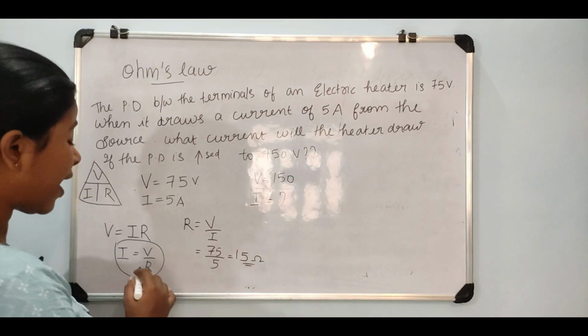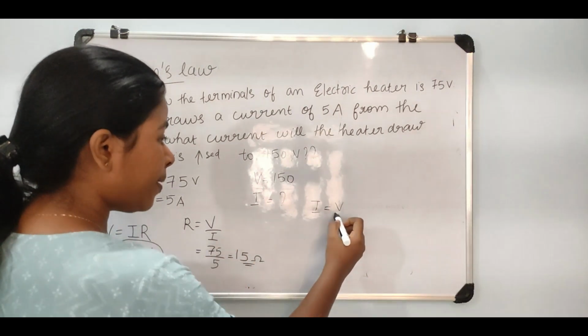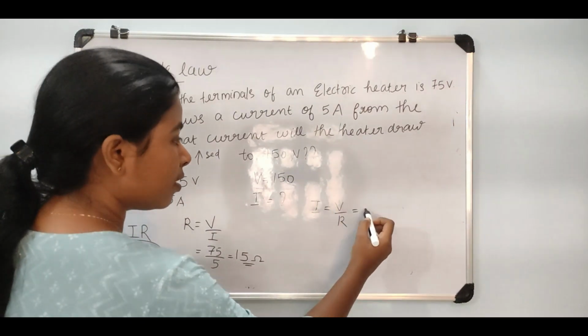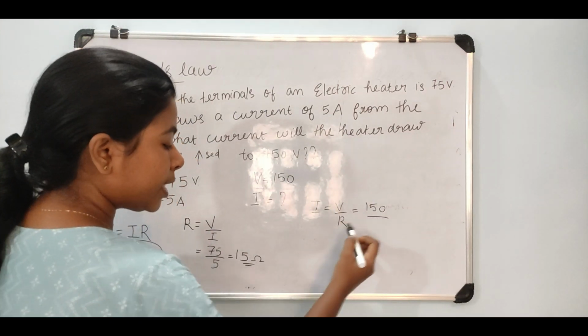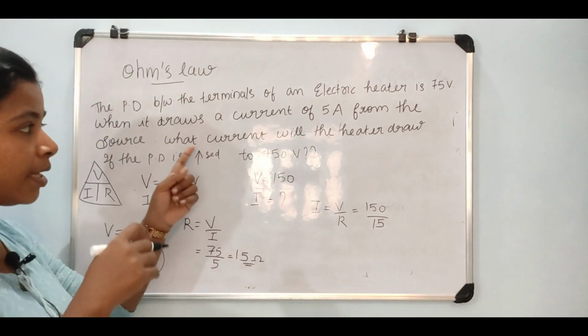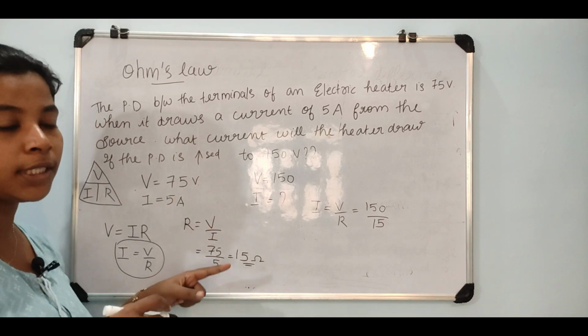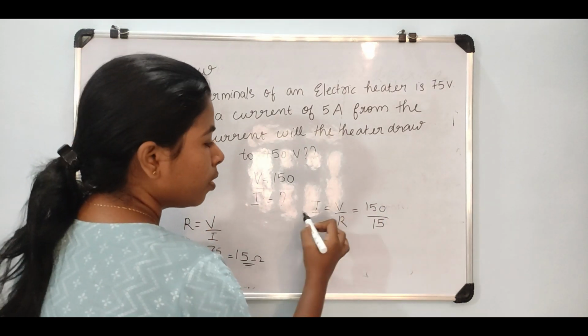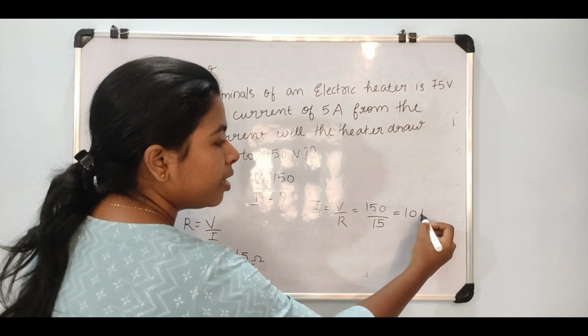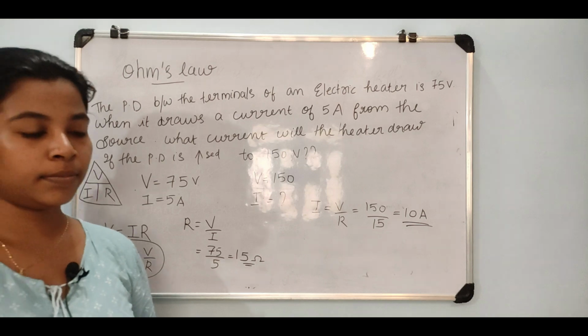So substituting the value in this equation, I is equal to V by R. What is the V given? 150. What is the R obtained? 15. Why is the R same? See, it is the same circuit. We are not changing the circuit. So R is a constant here. Okay. So what we got? It's equal to 10 ampere. The current is what? 10 ampere. Followed.